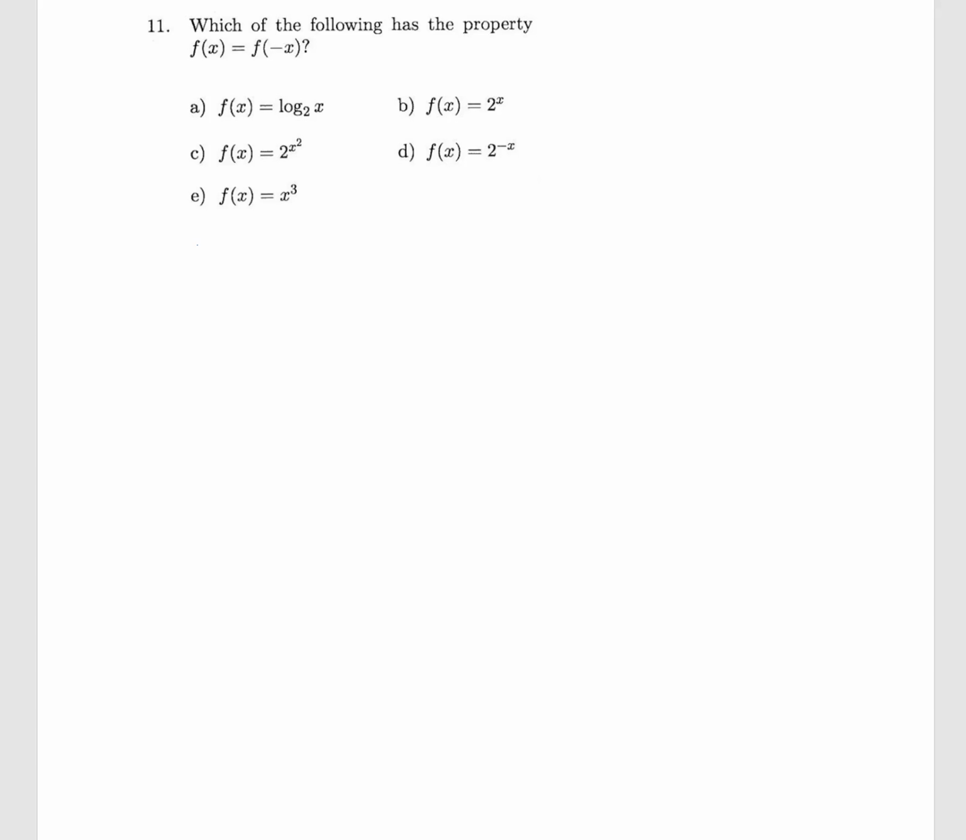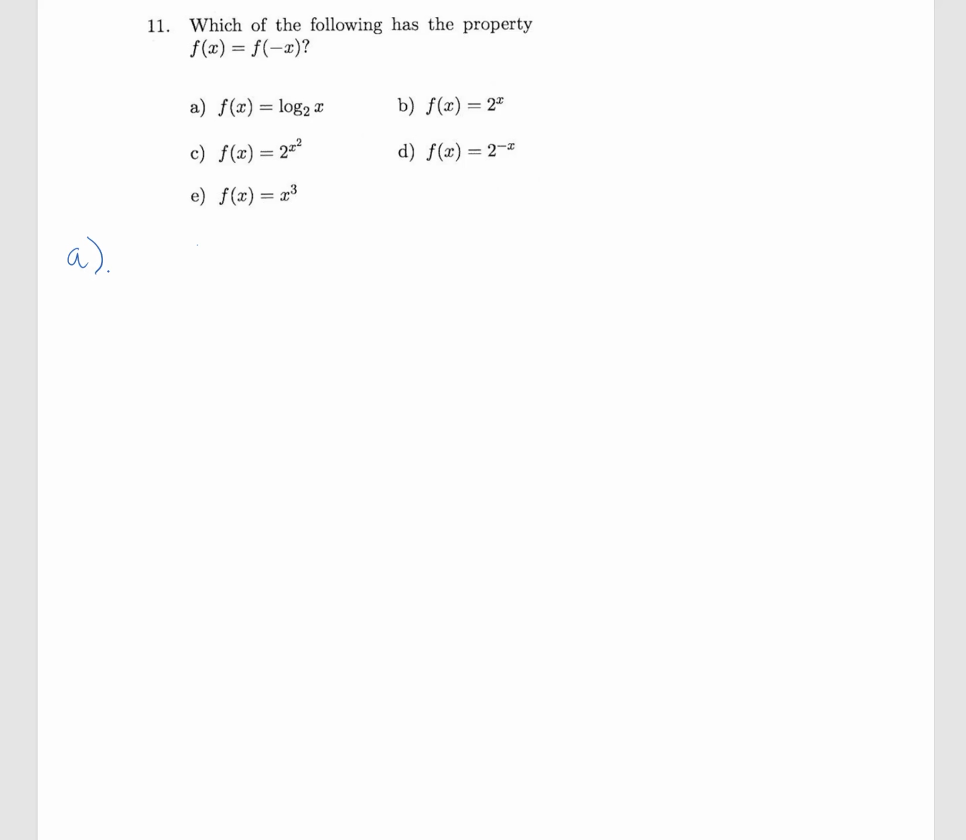Question 11 is asking which of the following has the property f of x equals f of negative x. So for this to work, we should be able to replace x with negative x and not change what the function is. So let's try this out with each of our options.